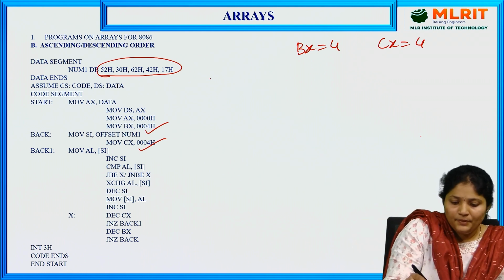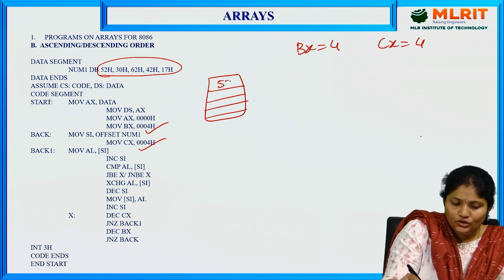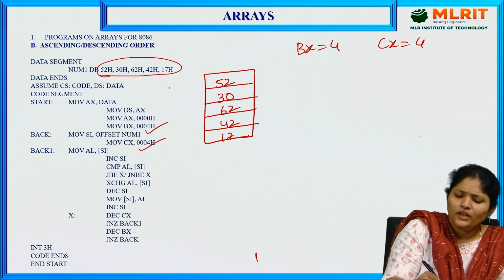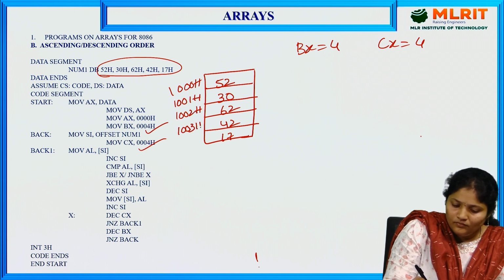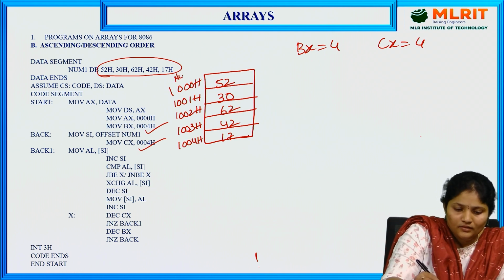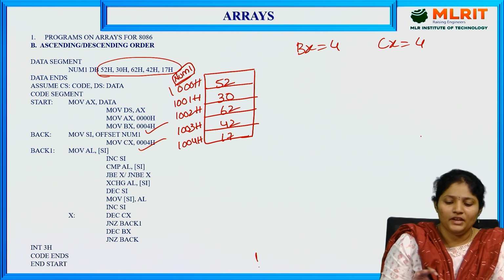The data present in the SI register: 52, 30, 62, 42, 17. Let us take any offset address; I am taking 1000. This is the location where the array has been stored.